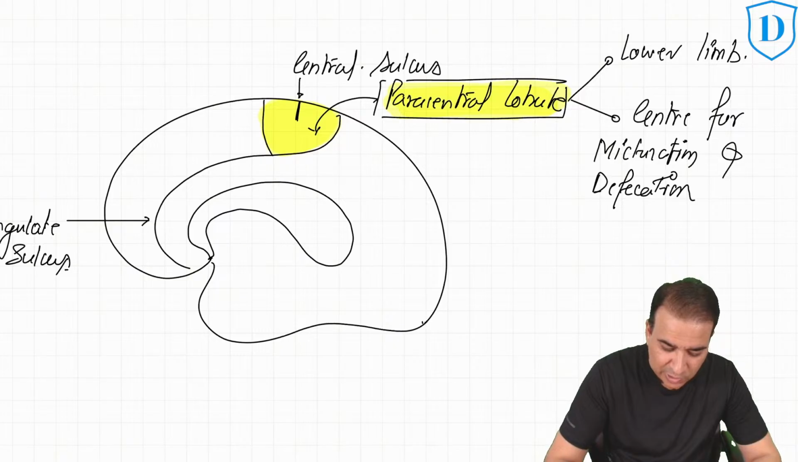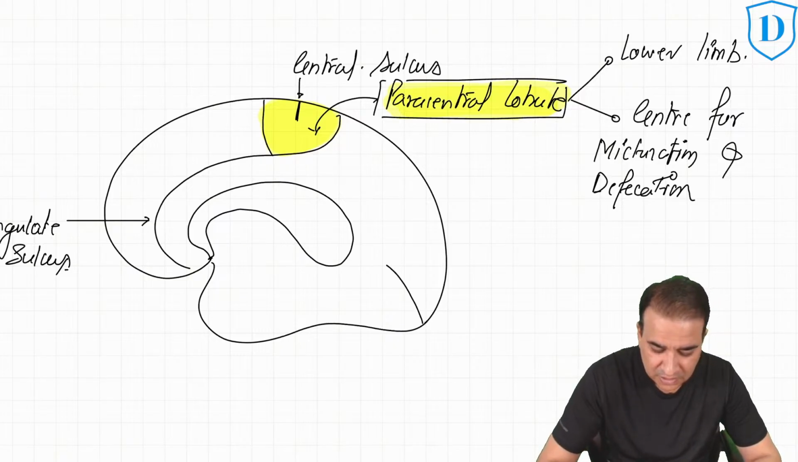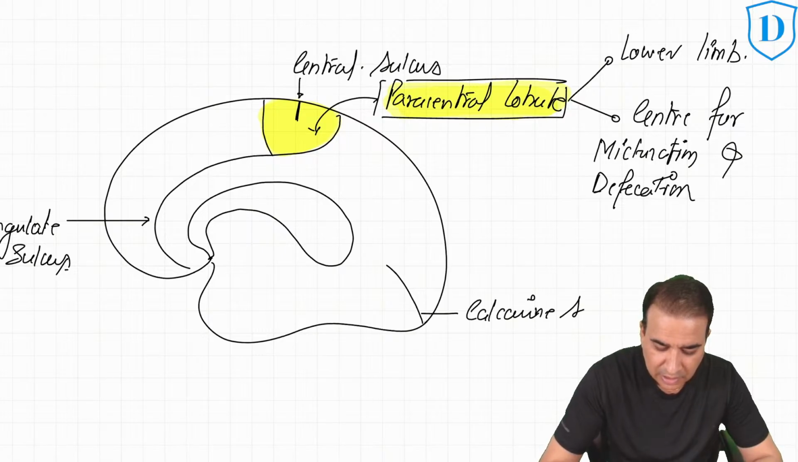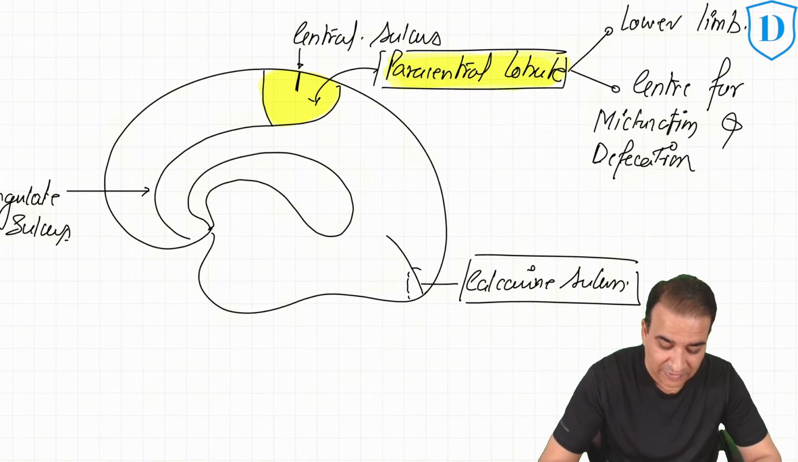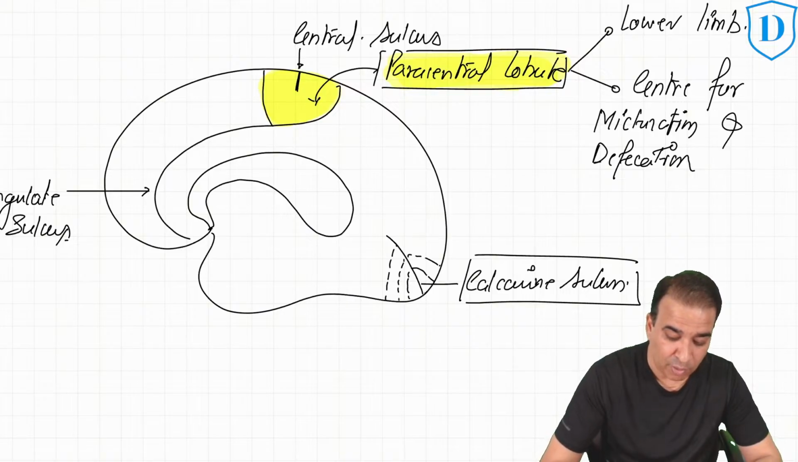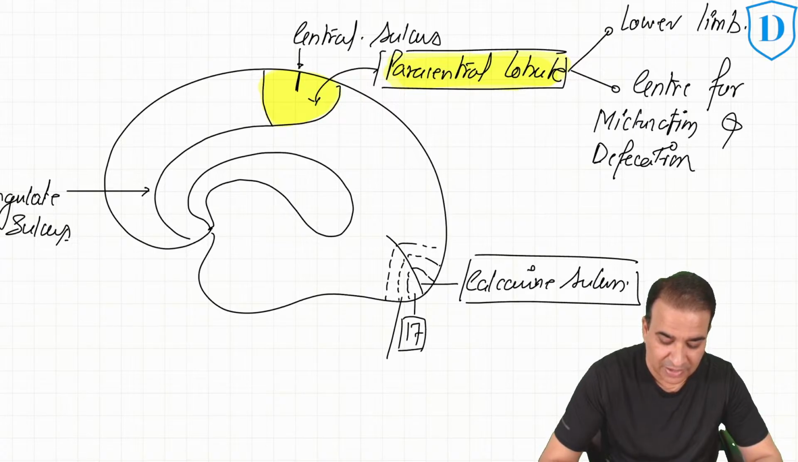Finally, one more thing that I need to tell you guys, there is a sulcus present here called the calcarine sulcus. The importance of the calcarine sulcus is that the visual cortex is present around it. So we have area number 17, outside 17 you will find 18, and outside 18 you will find 19. It's present around it like this. So area number 17, then 18, and furthermore outside area number 19.